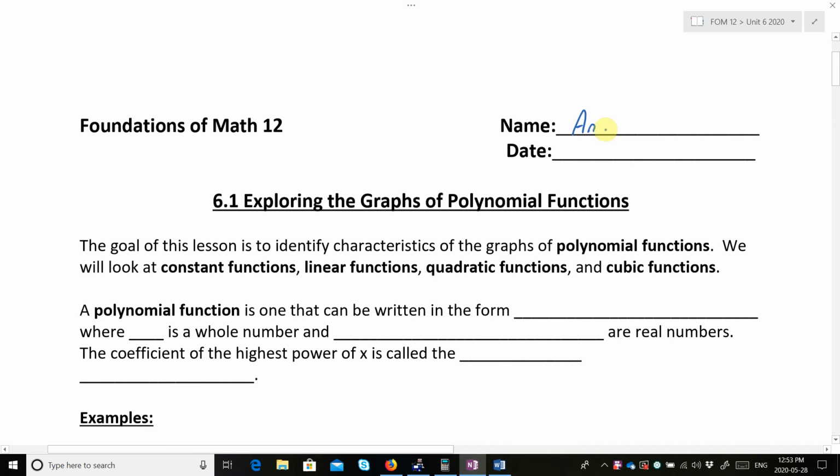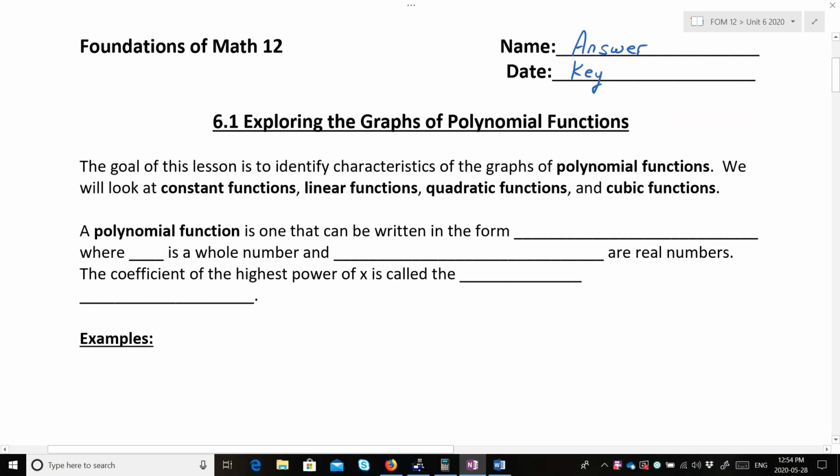I'm going to call mine answer key. Okay, and it goes like this. The goal of this lesson is to identify characteristics of the graphs of polynomial functions. We will look at constant functions, linear functions, quadratic functions, and cubic functions.